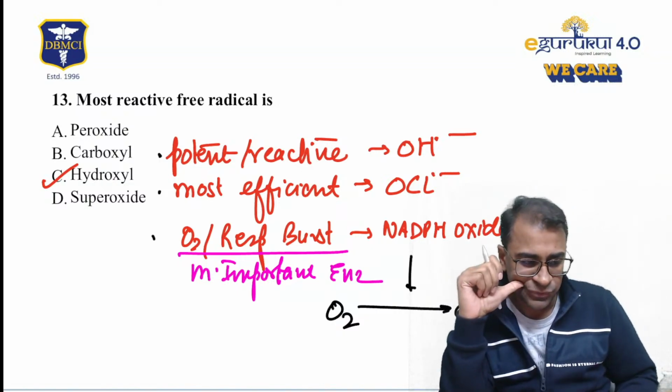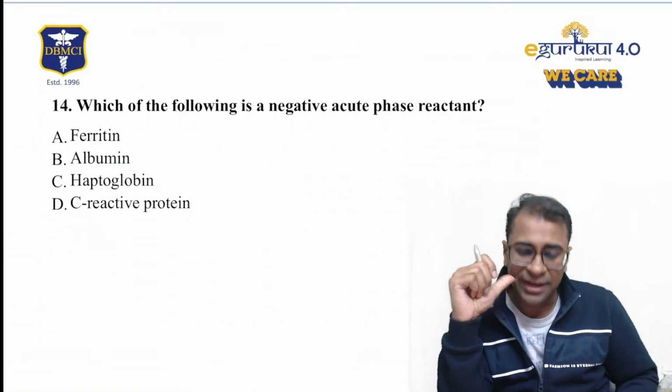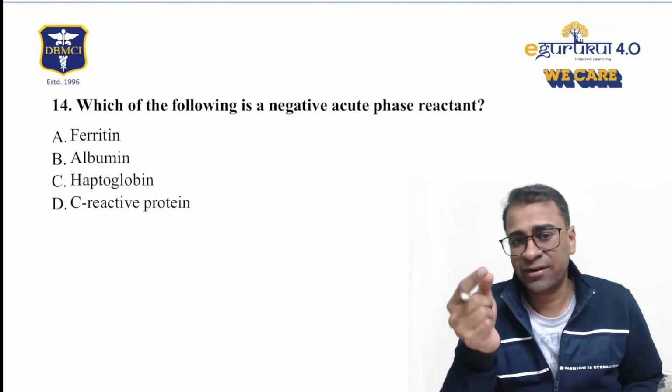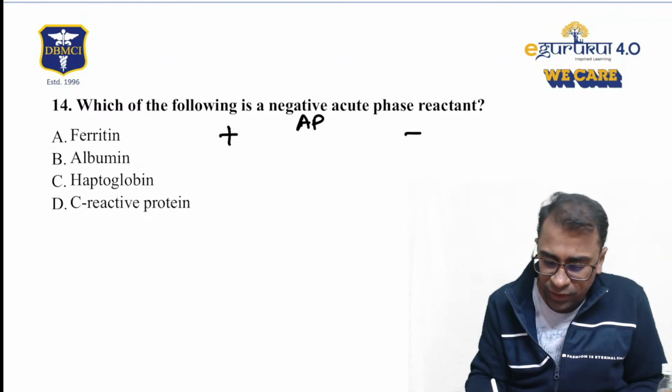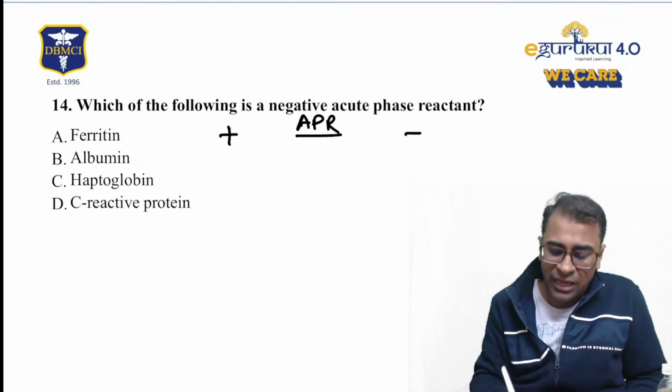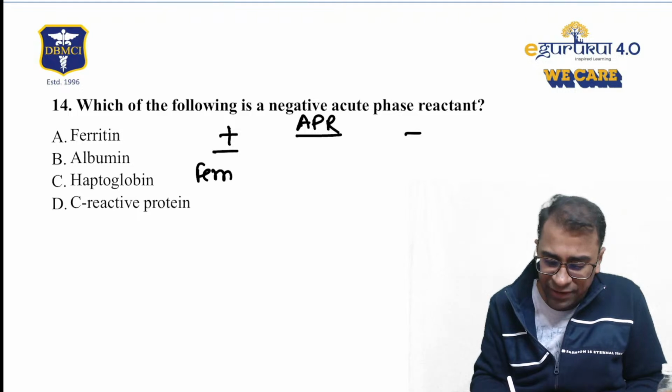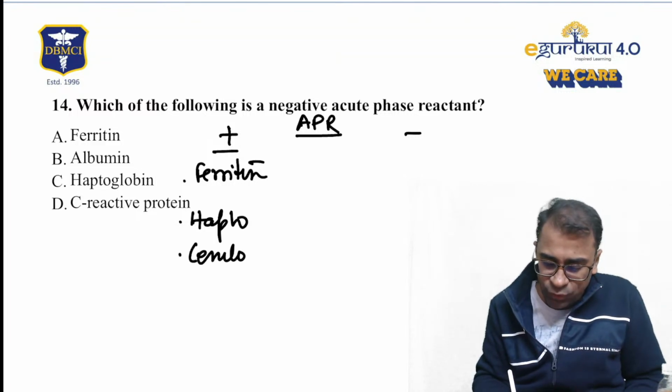ठीक है? चलो. The following is a negative acute phase reactant. देख ध्यान रखना that positive and negative APR. If the question is a positive APR, your answer can be ferritin. Your answer can be haptoglobin, ceruloplasmin.